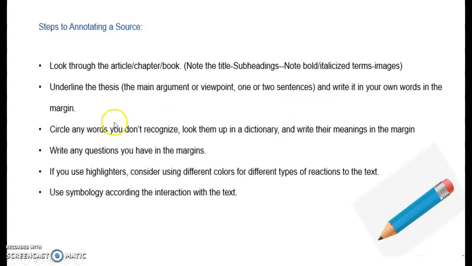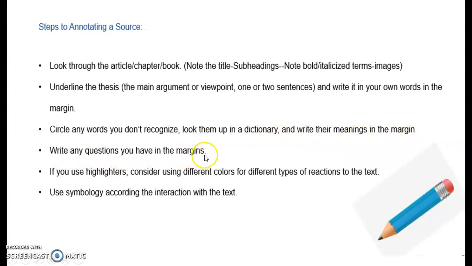You remember that. And write it in your own words in the margin. Later I'm going to explain how you're going to do it, but you have to underline the thesis or the main idea, and then rewrite it using your own words on one side of the page. Now circle any words you don't recognize. Every single word that is unfamiliar to you, you have to circle. And then look up the terms in the dictionary and write them in the margin.